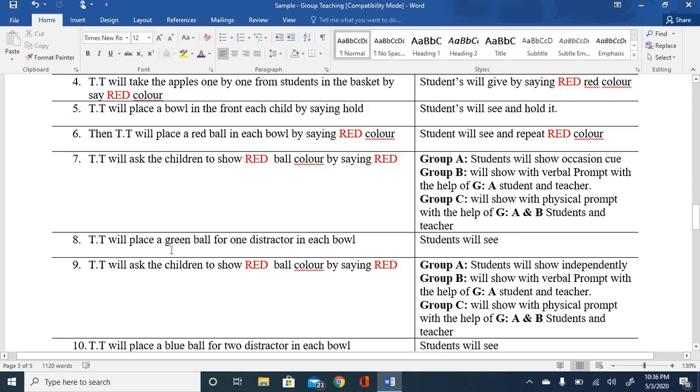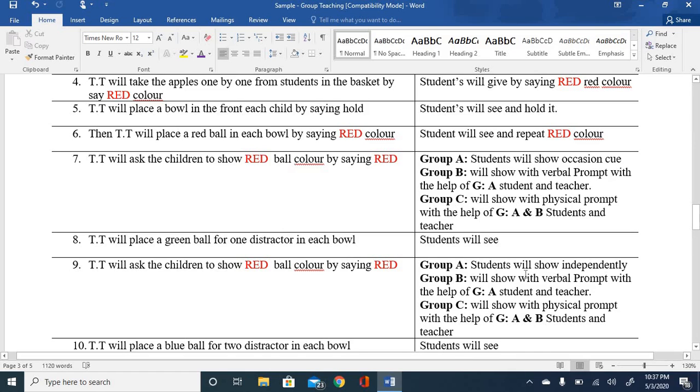Then the teacher trainee will give a green ball. That means a single distractor you are now putting in each bowl. The students will see that you are putting the ball. Then the teacher trainee will ask the children to show the red color, by saying red. You have put one distractor. Now they have to pick the right one.